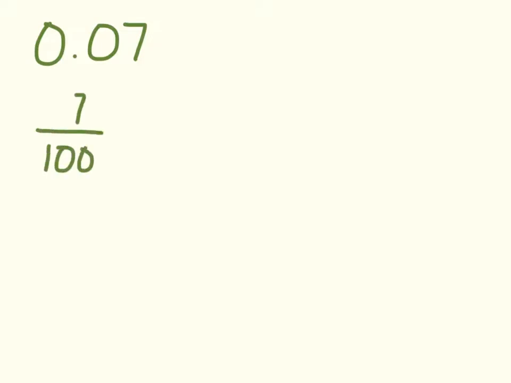Now let's work with expressing decimals as percents. Let's express 0.07 as a percent. There are two different methods we can use to convert 0.07 to a percent. The first is to place 7 over 100, because we have 7/100ths. Percent means per 100, so 7% is our answer.